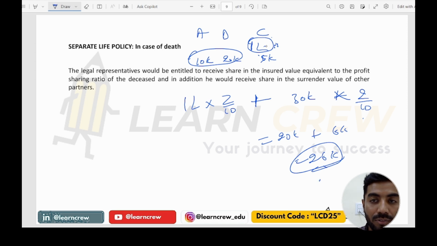Because out of this 1 lakh, we should not take the surrender value for the partner who's dead, because this is the sum assured value. Sum assured value is 1 lakh. So 1 lakh into his share, that is 1 lakh into 2 by 10. Then coming to the surrender value of partners A and B, this is an addition which he'll be getting. So 10 plus 20 is 30K. 30K into 2 by 10 will be 6K. So totally, he'll be getting 26K.